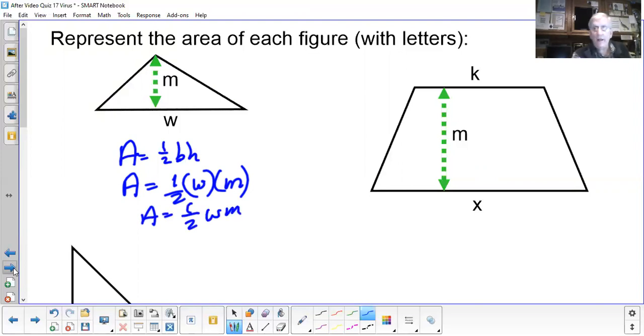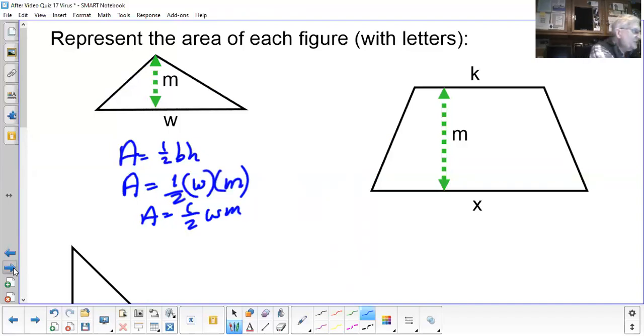Could it have been 1/2 MW? Yes, it could have. I could have reversed the M and W. I would still get the same answer because multiplication is commutative. I can reverse the order of things I'm multiplying, but we'll just keep that in mind for later.